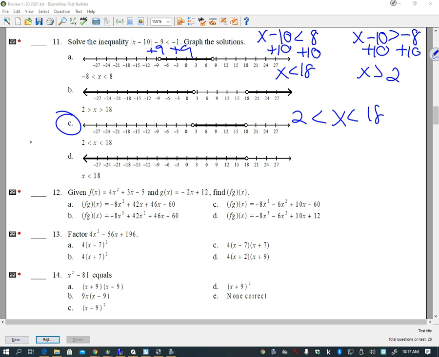When would it be a disjunction? It would be a disjunction if it came out to something like x is less than 2 and x is greater than 18. If it's greater than the big number and less than the smaller number, they're going to go in opposite directions. That's when we would get a disjunction.